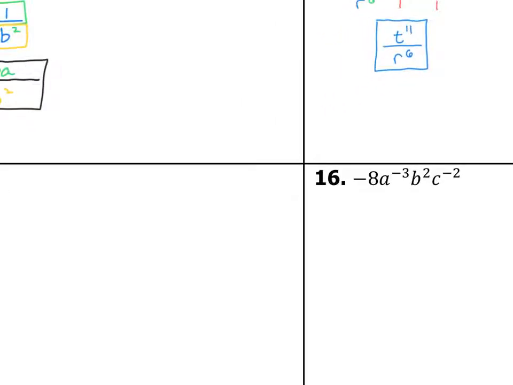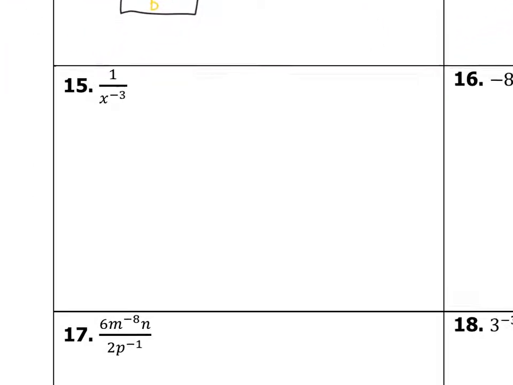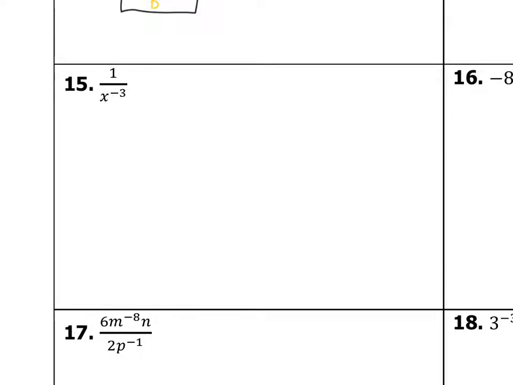All right, number 15. For this problem, we have a negative exponent in the denominator, so I'm going to show you what to do when you see a problem like this. So remember, a fraction bar means to divide. So really, this problem is saying take 1 and divide it by x to the negative third.